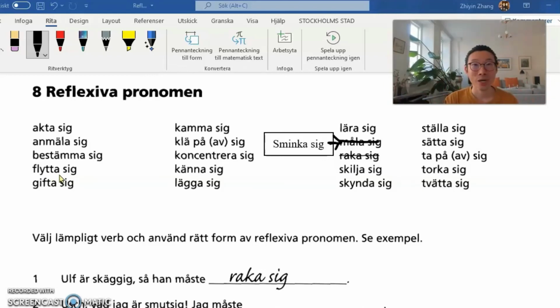Hoppas att du har lärt dig lite mer. Now we are finished with the reflexive pronouns in Swedish, and I hope you've understood more than before.